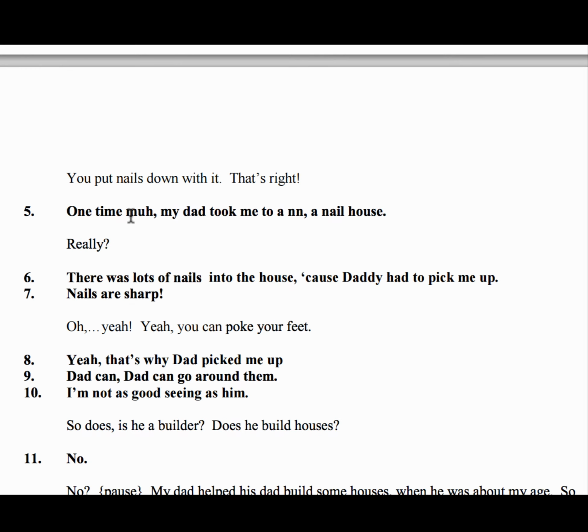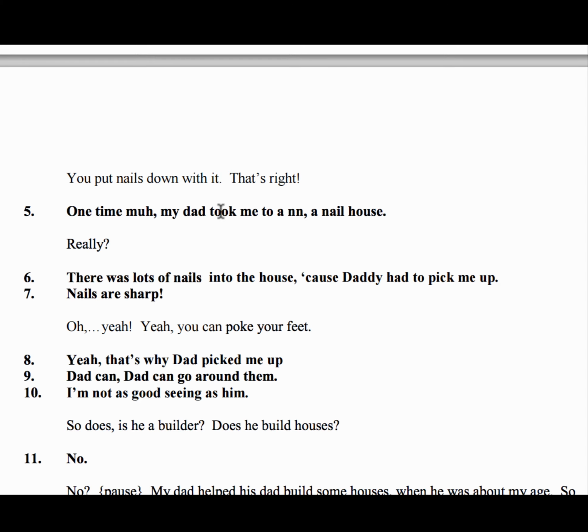And same with ma. That's an approximation of my. She just kind of started to say my and then stopped and said it again, so we're not going to count that. Same with a and n there. One time my dad took me to a nail house, so let's count those. 1, 2, 3, 4, 5, 6, 7, 8, 9, 10. 10 morphemes, pretty simple, nothing complicated there.